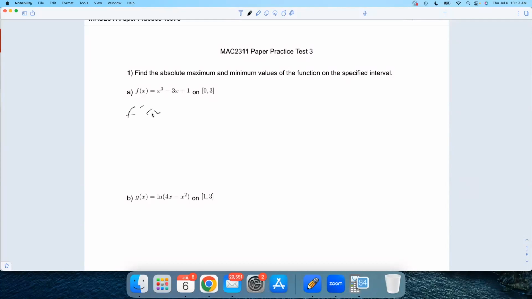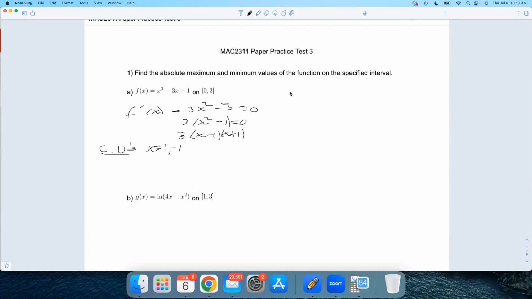So here, let's take the derivative. We're going to get 3x squared minus 3. Set that equal to 0. I could pull a 3 out there. That's x squared minus 1. And you should just be able to see, that's x minus 1, x plus 1. So my critical values are 1 and negative 1.